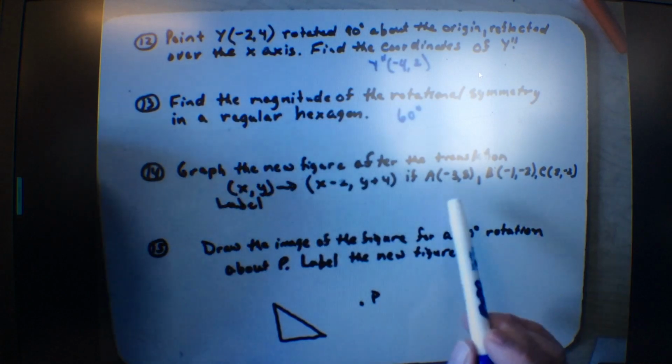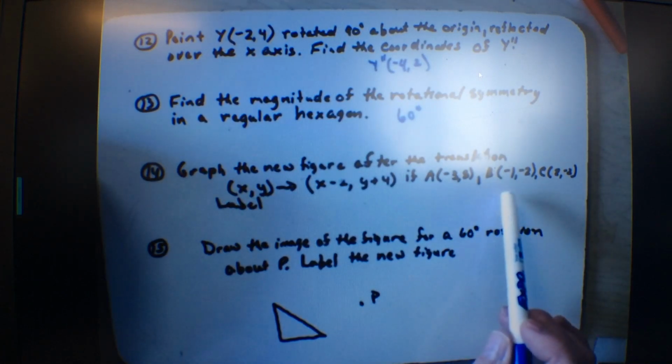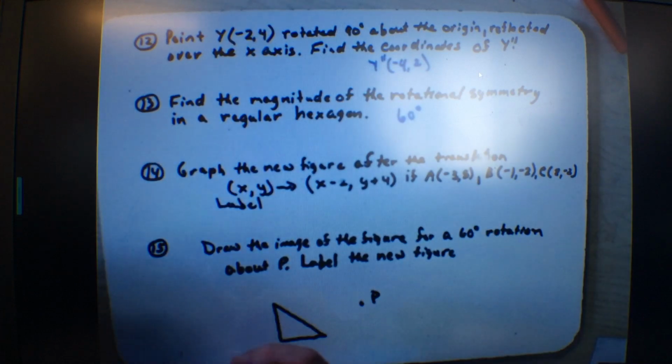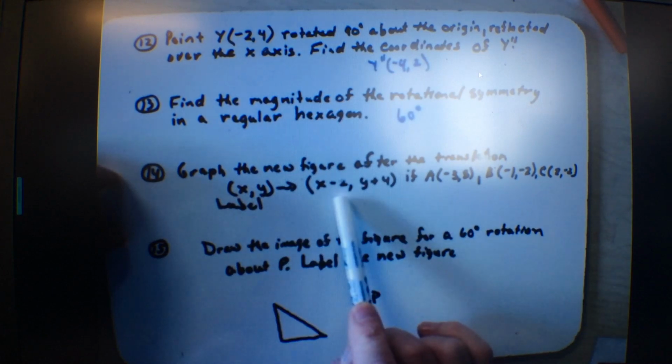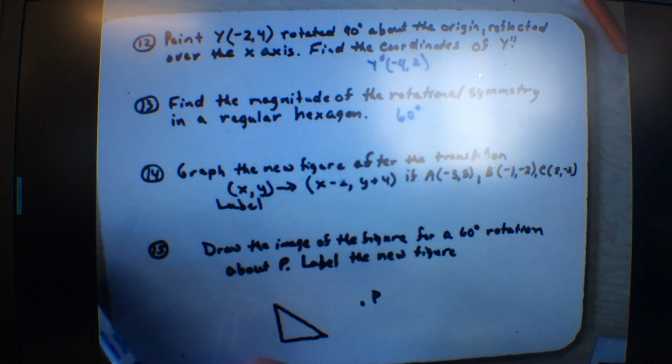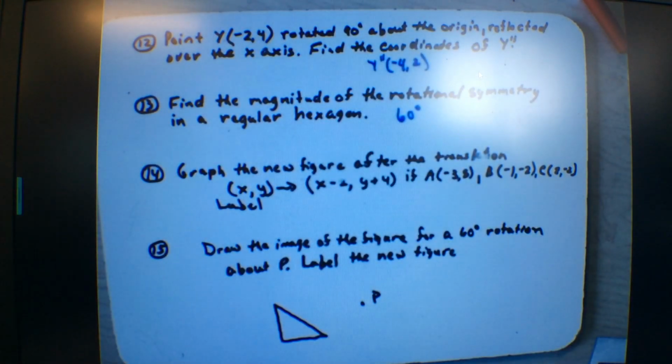A originally is (-3, 5). B is (-1, -2). And C is (2, -2). So we're gonna use a translation of (x, y) goes to (x minus 2, y plus 4). You don't have to use a straight edge, you do on the test, but for right now, just freehand it.